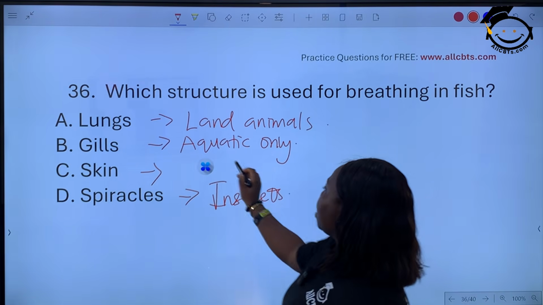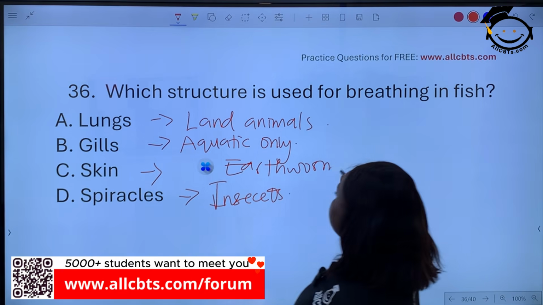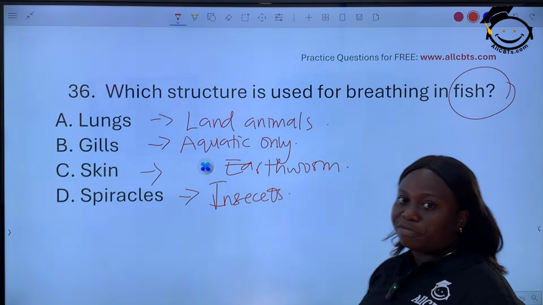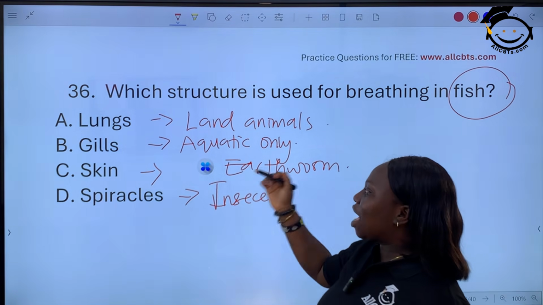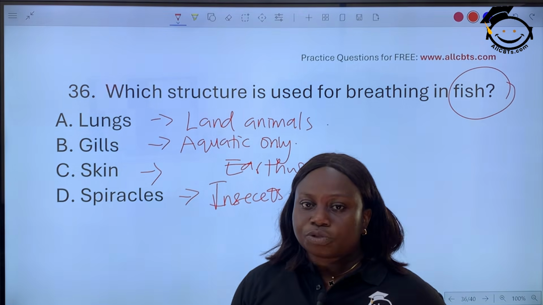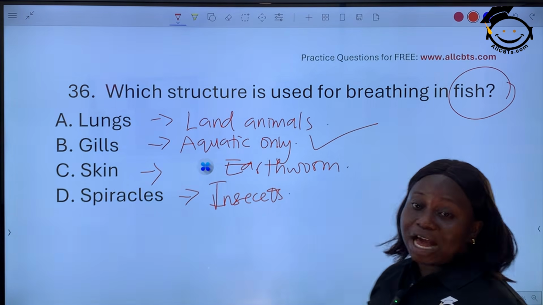So we can say the earthworm breathes through its skin. So now which of the following suits a fish? Now we said lung, we have gills, we have skin, we have spiracles. So our answer is gills. That is B, because fishes are aquatic.